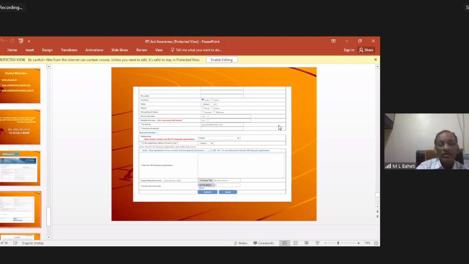You will immediately get the acknowledgement. So by use of computers, by sitting in your own office, you can move an RTI application and save your valuable time.